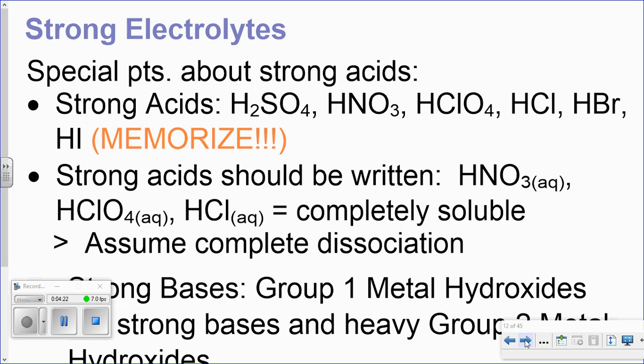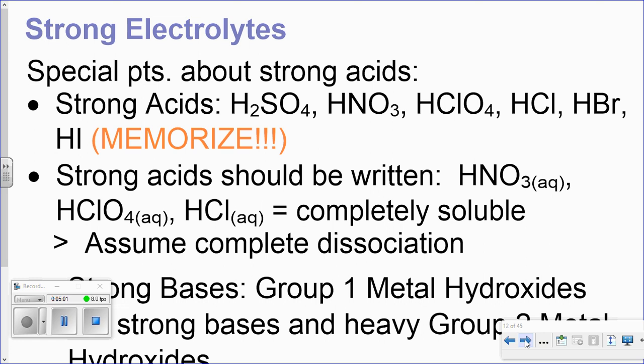I say memorize these. It's a very good idea to memorize the six strong acids because they also represent six strong electrolytes that you need to know. Some teachers include a seventh acid, just chloric acid, HClO3, but these six strong acids are strong electrolytes. They will completely dissociate to form ions. You need to know that.